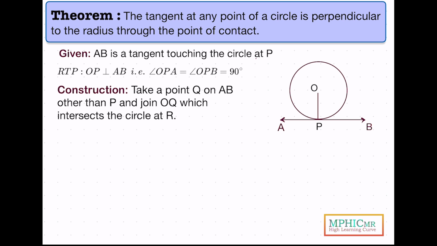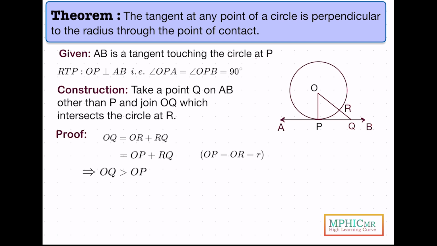degrees. Now in order to prove that, we'll take a point Q on AB other than P and join OQ, which intersects the circle at R. Now to prove it, we'll take the length OQ and we can write it as OR plus RQ. Now, here we can replace OR with OP as we know that OP and OR are equal to the radius. So, OQ will become OP plus RQ.